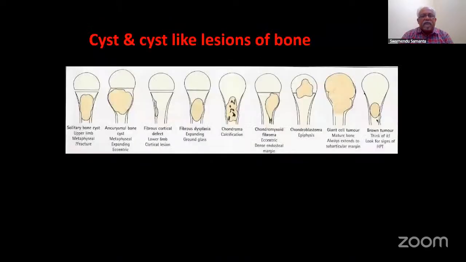If you find a cyst or cystic-like lesions of the bone, then you will find the solitary bone cyst or the aneurysmal bone cyst, the fibrous cortical defect, the fibrous dysplasia, the chondromyxoid fibroma, and this giant cell tumor. These are all expansile tumors which will look like a cyst.